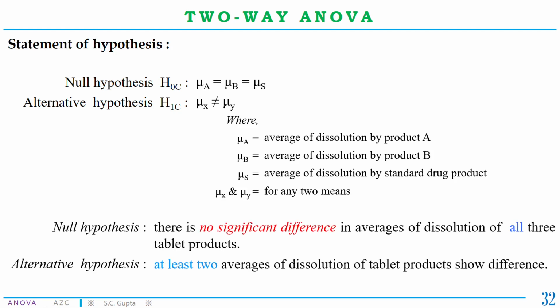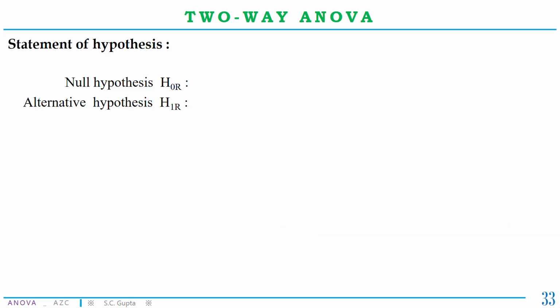Null hypothesis is there is no significant difference in averages of dissolution of all 3 tablet products. Alternative hypothesis is at least 2 averages of dissolution of tablet products are different. Statement of hypothesis. Now generate the hypothesis for laboratories, that is, for rows.